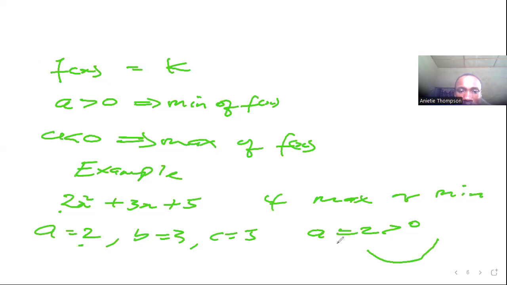So the value of x there is going to be equal to minus b all over 2a, and that will be minus, let's check what b is. b equals 3, so that will be minus 3 all over 2 times 2, that is minus 3 all over 4. So we have that value there, x equals minus 3 over 4.